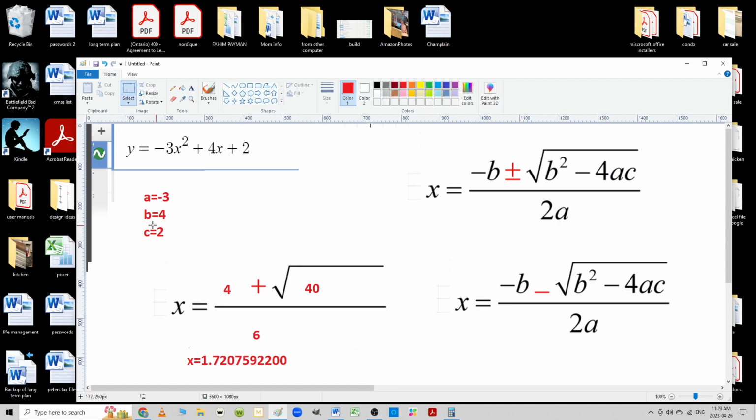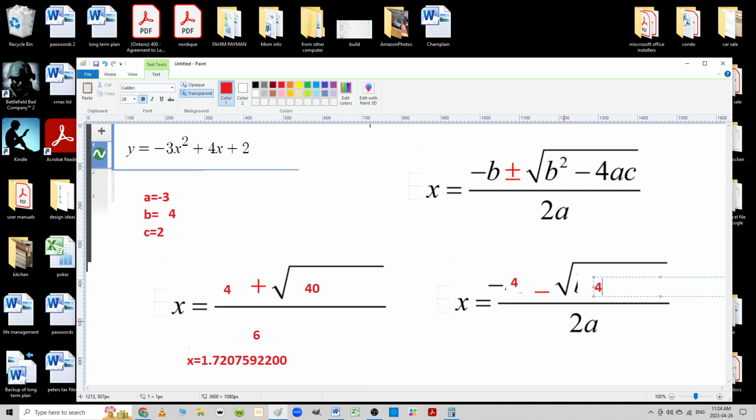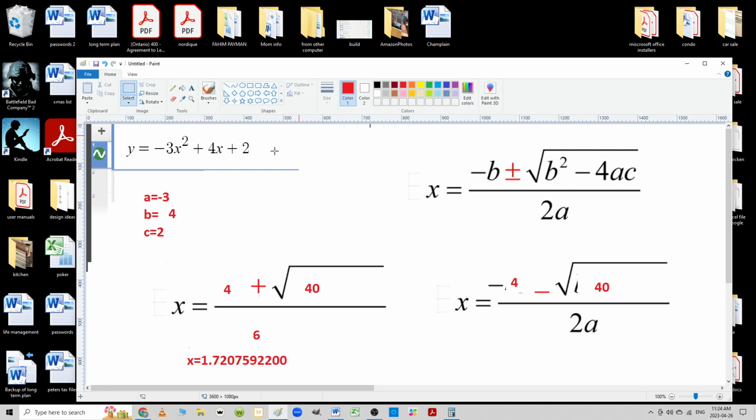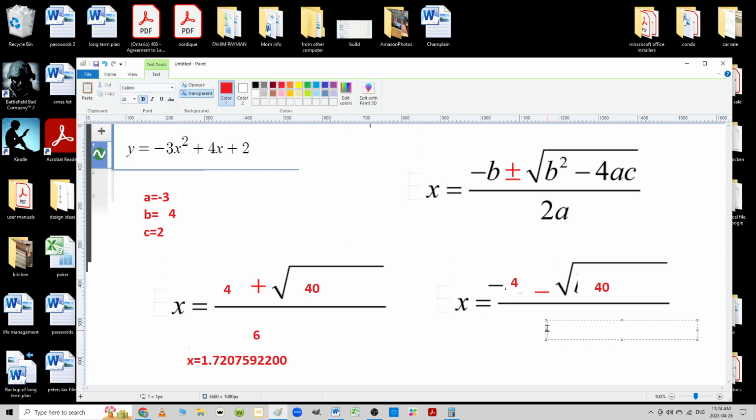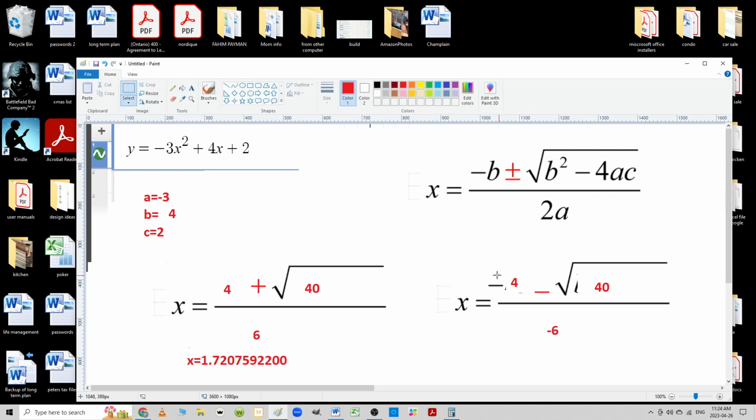Now let's do the negative version. For the negative version, you should have just saved your numbers from the first version because they repeat a lot, right? They repeat a lot. b is 4. We already discovered this here is 40. And we already discovered down below is negative 6. 2 times negative 3 is negative 6. We also know that the negative numbers cancel here. This negative here cancels with this negative down here.